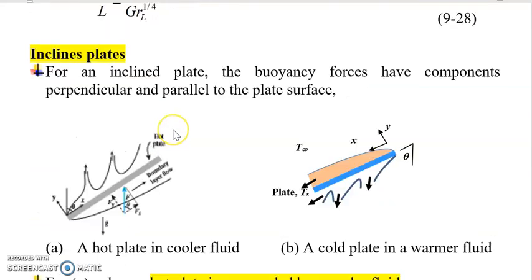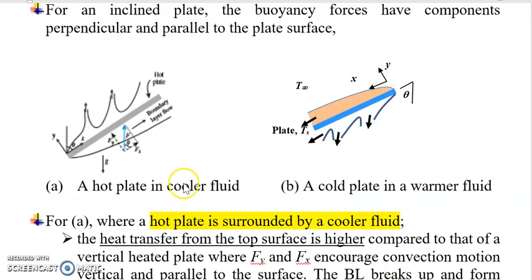Inclined plates. Now, for an inclined plate, the buoyancy forces have components, resolved forces in the x direction, where x is parallel to the plate, and perpendicular to the plate. So we have two cases. We have a hot plate in a cooler fluid, and the second one, a cold plate in a warmer fluid.